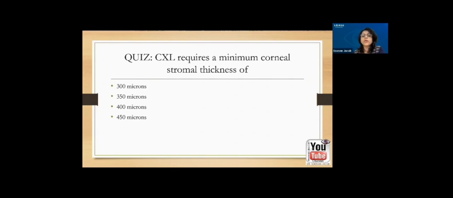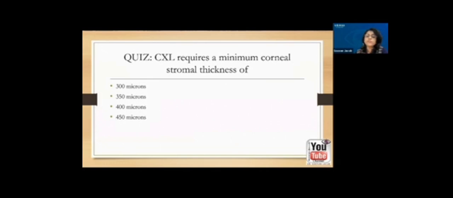So if you're looking at a topography map or something, it's not 400 microns you're looking for, but more than that, because if your minimum corneal thickness is, let's say, 420, your stromal thickness is possibly likely to be less than 400, and even a patient with 420 microns is a candidate for CACXL and not CXL. And in our hospital, we generally keep 450 as the cutoff.